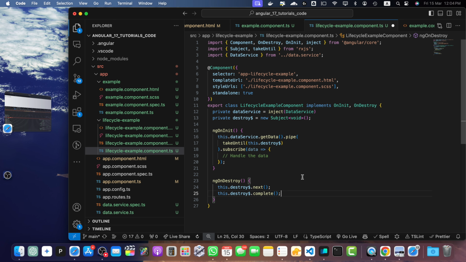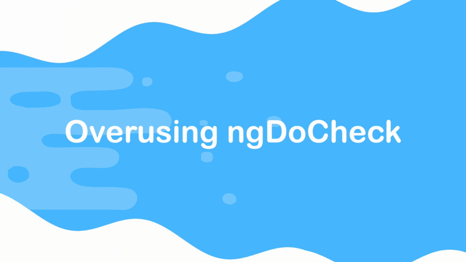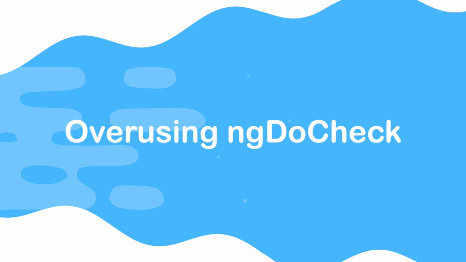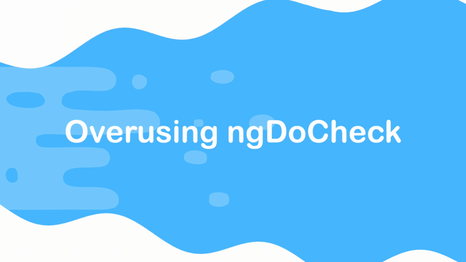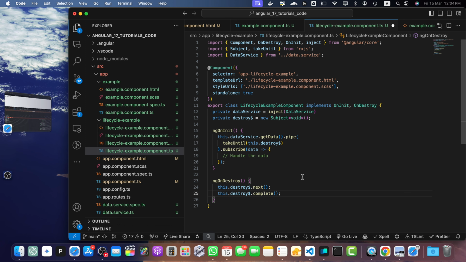Next, mistake number 3 is overusing ngDoCheck and impacting performance. The ngDoCheck hook is called frequently during change detection cycles, and overusing it can significantly impact performance. Implementing expensive operations or complex logic in ngDoCheck can slow down your application.